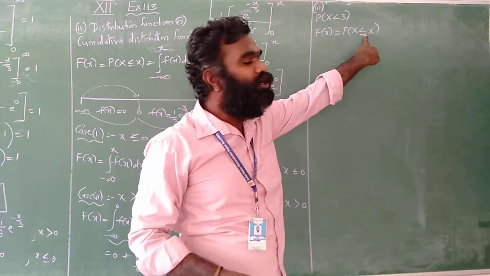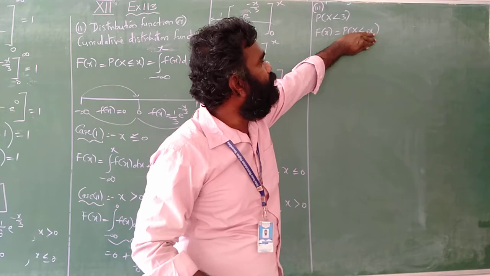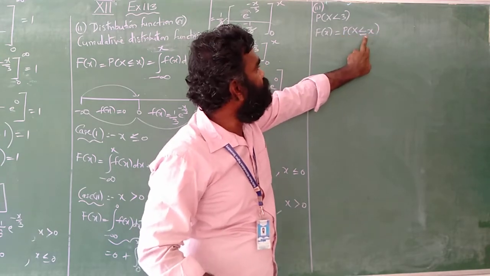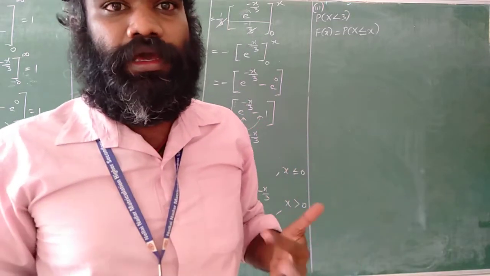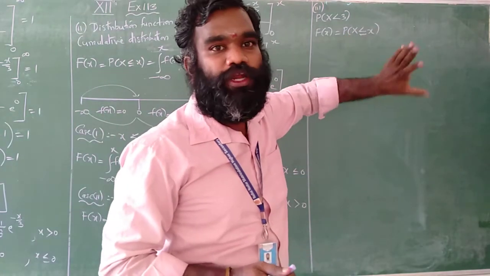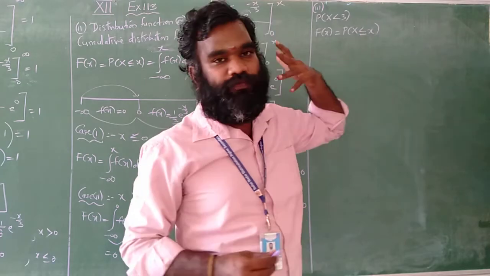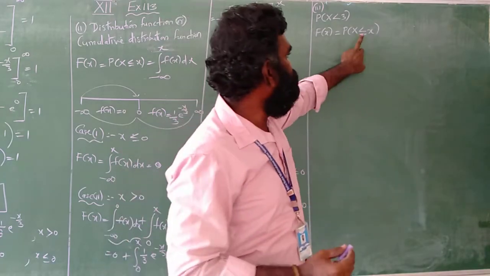Since it is a continuous function, we don't need to worry about the less than or equal to. Here less than or equal to is present, here it is not, but we don't need to worry. Why? Because this is a continuous function. I have told you at the first itself, in a continuous function, less than or equal to does not matter.